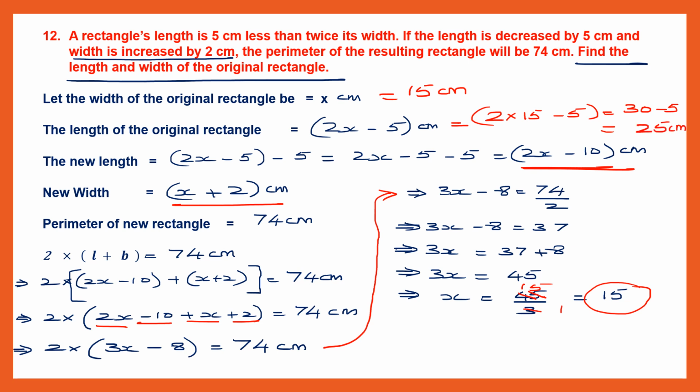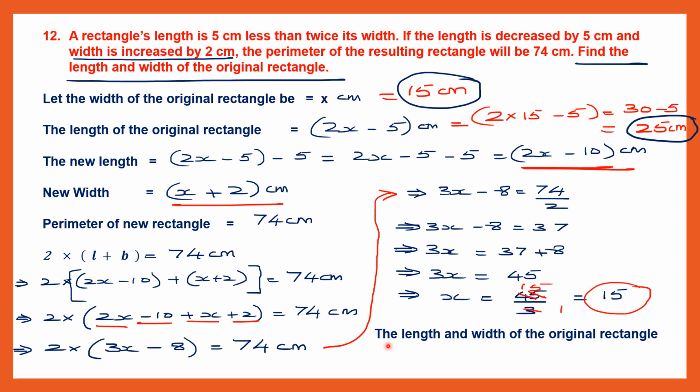So we have found the length and the width. The length is 25 centimeters and the width is 15 centimeters. I hope you can see it here. This is the length and this is the width. So we have found our answer. So the length and width of the original rectangle are 25 centimeters and 15 centimeters. So this is our answer.